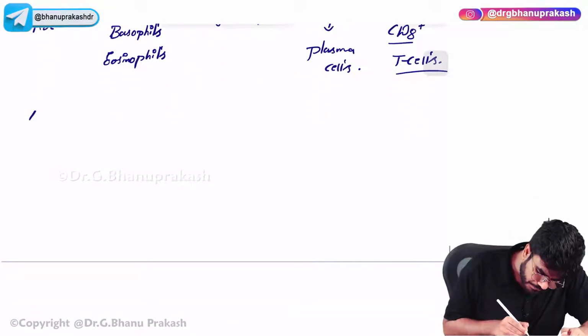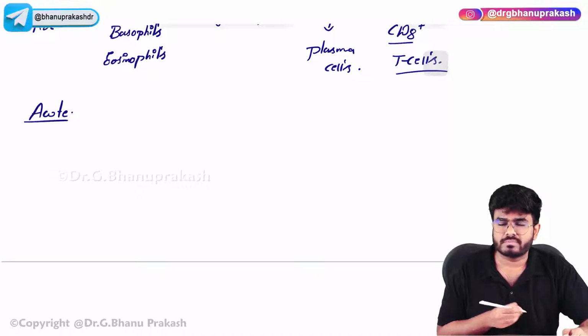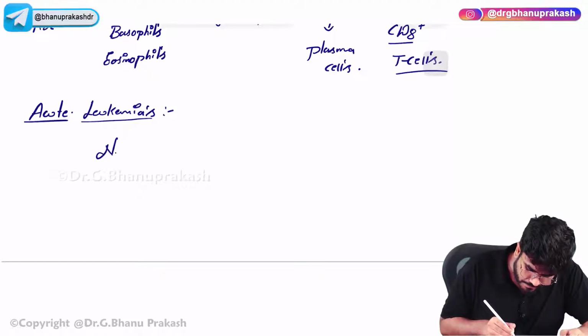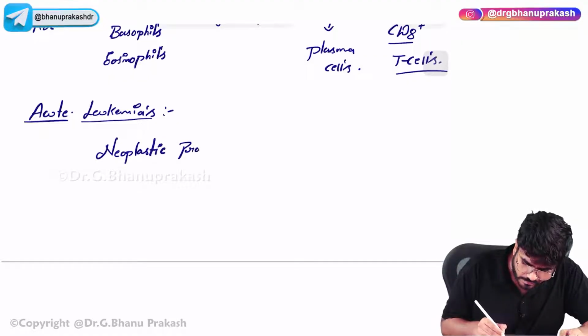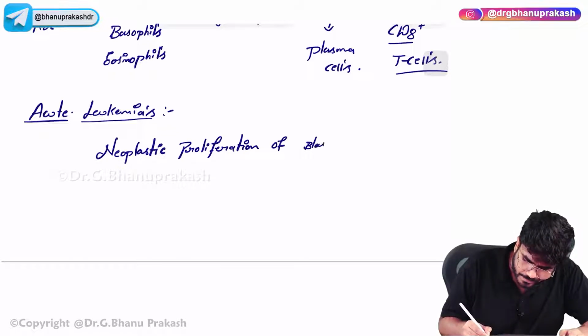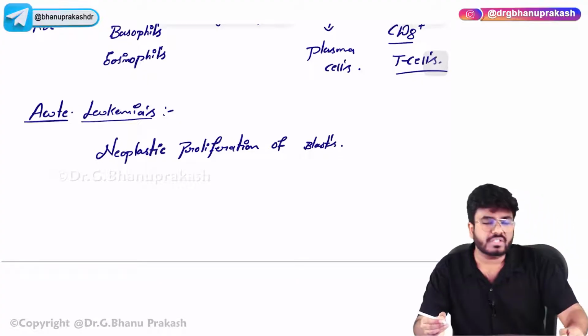So let me write here. Acute, there is nothing cute about acute leukemias, which are bad things, right? These are the cancers, acute leukemias. So what exactly are they? They are neoplastic proliferation of blasts. They are defined as the neoplastic proliferation of blasts.